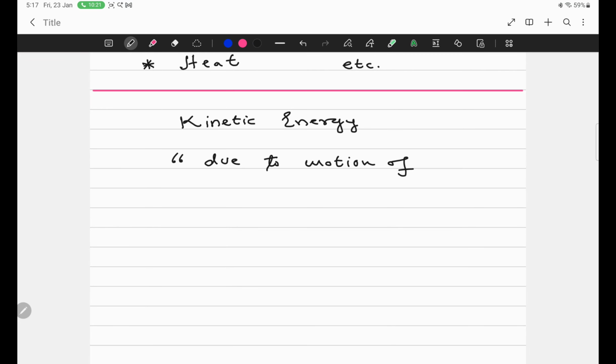Sir, kinetic energy is the energy which is produced due to the motion of an object. When any object moves, then the energy due to the motion of the object is called kinetic energy. And consider this is an object which is moving on this horizontal surface. Consider the mass of the block is m, and this block is moving with velocity v.